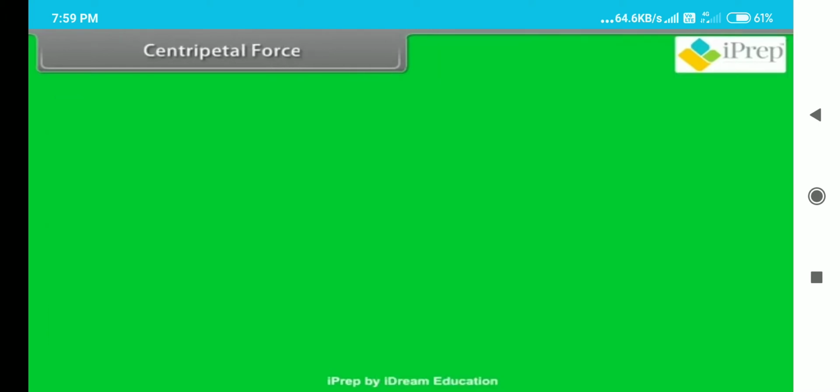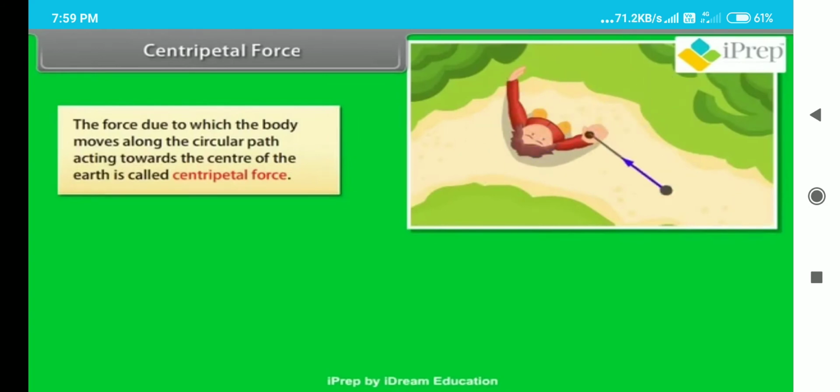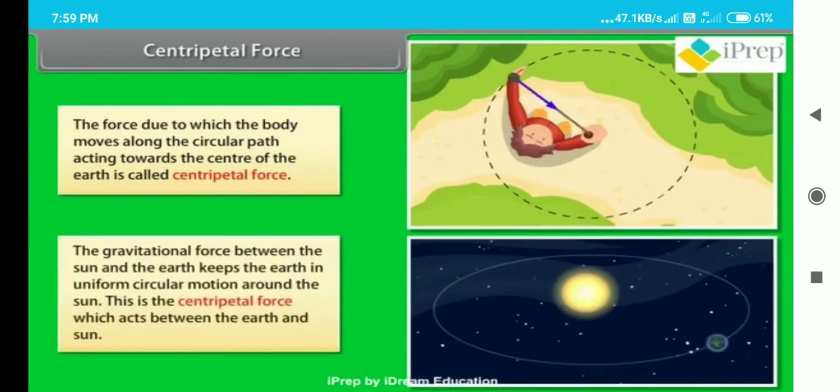Centripetal force. The force due to which the body moves along the circular path acting towards the center of the earth is called centripetal force. The gravitational force between the sun and the earth keeps the earth in uniform circular motion around the sun. This is the centripetal force which acts between the earth and sun.